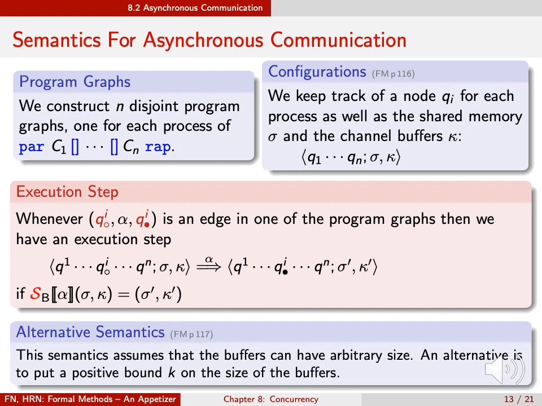There are alternative versions of the semantics that you may consider. The most obvious choice is to limit the size of the buffer, in which case one needs to determine what happens when outputting to a buffer that is full.